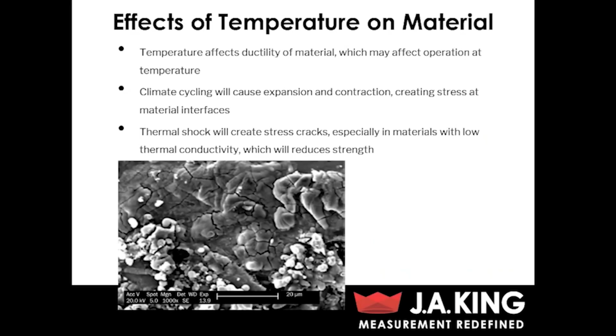So before we go into the different types of environmental testing, first I want to talk a little bit about the effects that temperature can have on material. Temperature is one of the main parameters in an environmental test, so it's important to understand how temperature can affect your parts. Essentially, it can affect the ductility of material, which can affect the operation at temperature. Typically, materials are going to be a bit more ductile at high temperatures, and they're going to be more brittle at low temperatures. So we can use that temperature testing to see how these materials operate at different temperatures.